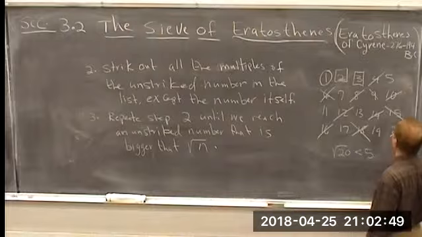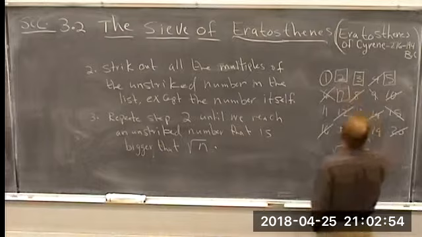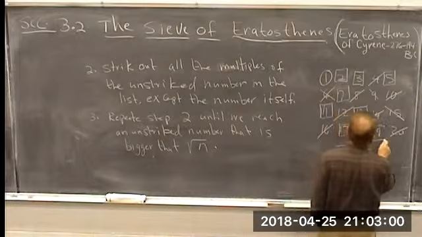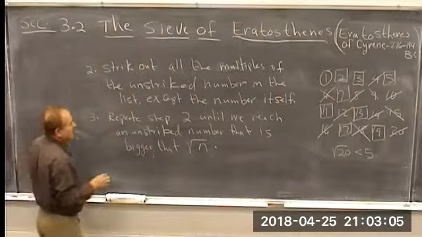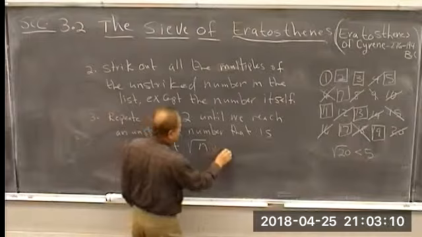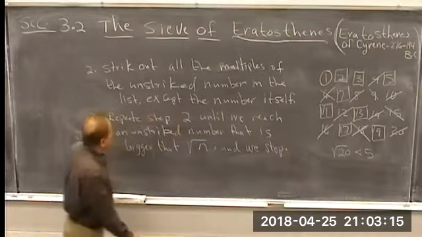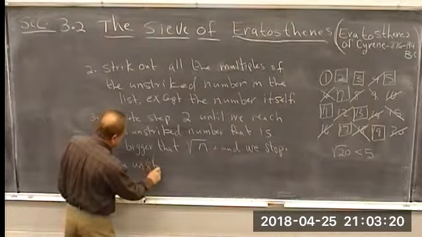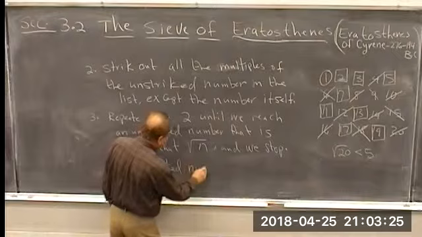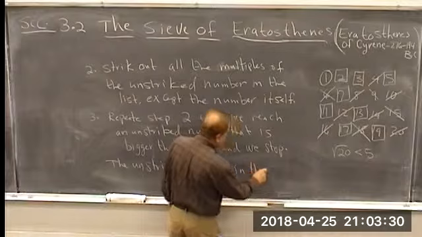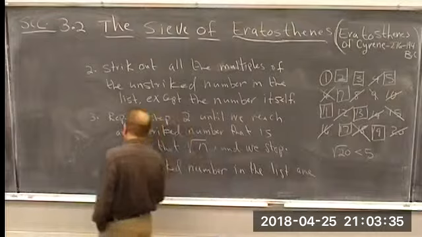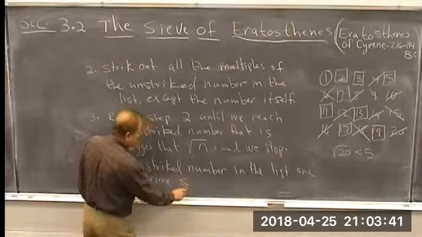We don't have anything to strike. Then the remaining unstriped numbers in the list would actually be the primes. So we repeat this until we reach this and we stop. The unstriped numbers in the list are the primes less than or equal to 20. So in our case, of course, 20.